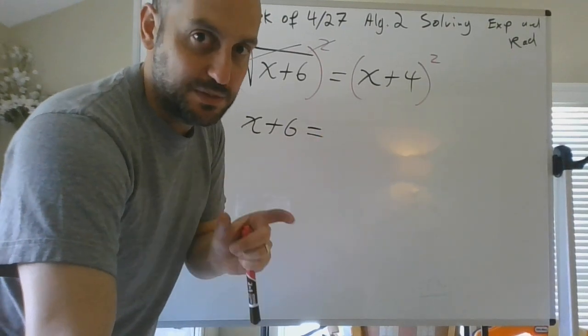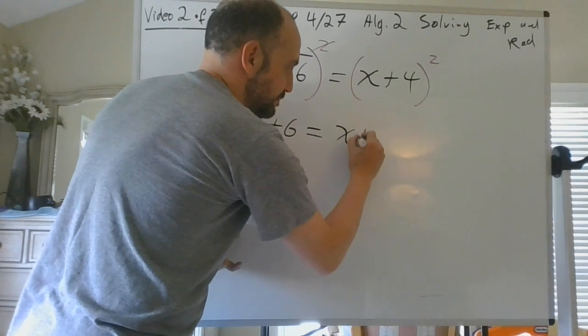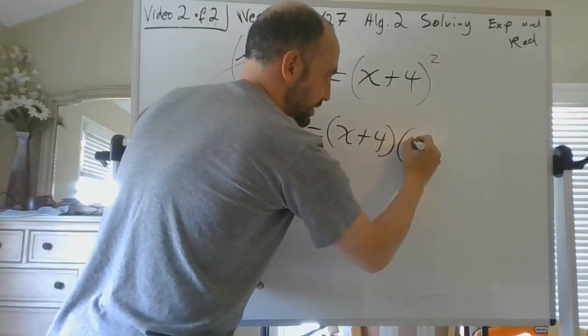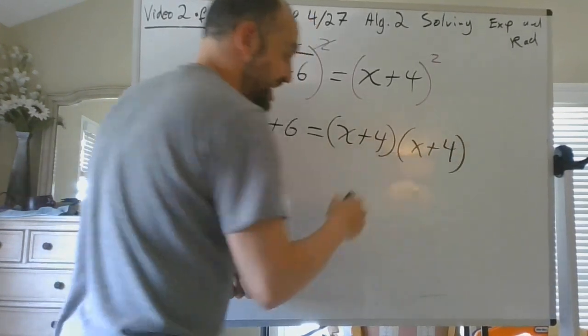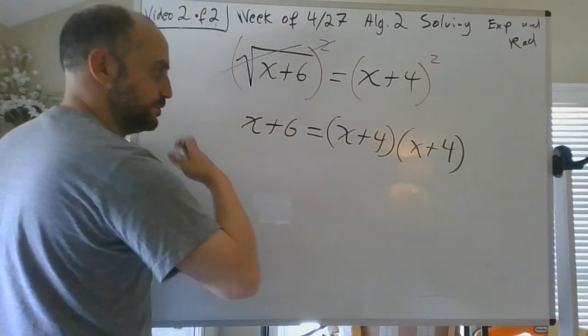Squaring something means multiplying it by itself. So I have to get x plus 4 and multiply the whole thing by itself. That means x plus 4 times x plus 4. Right? Very important concept here. Let's rewrite from left to right.